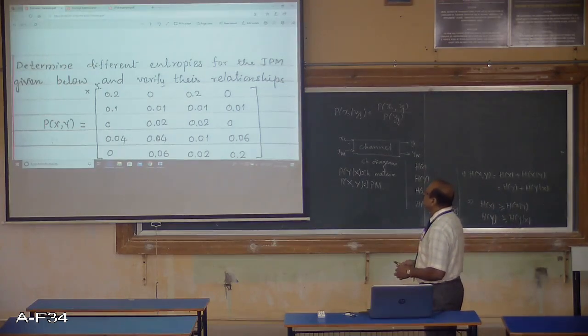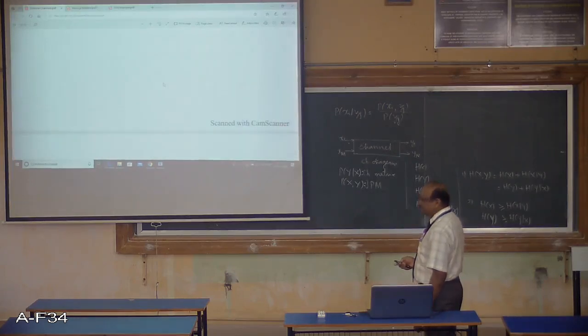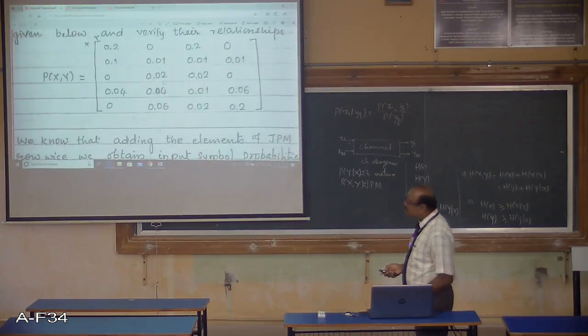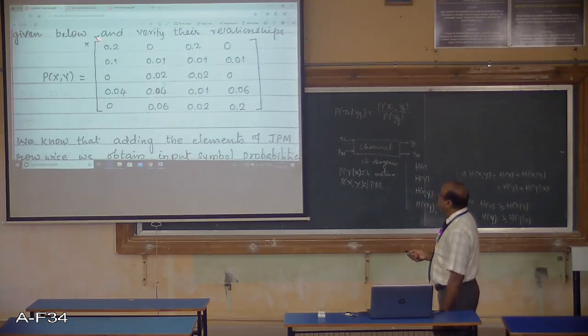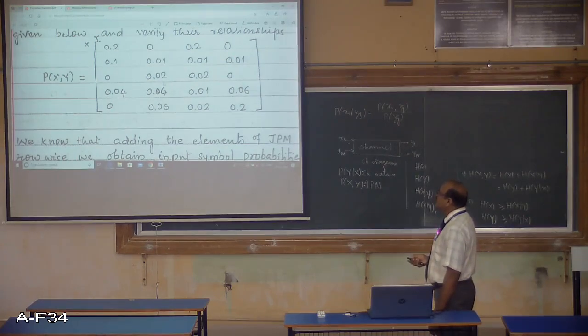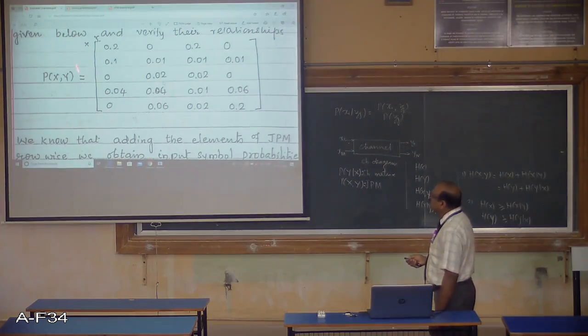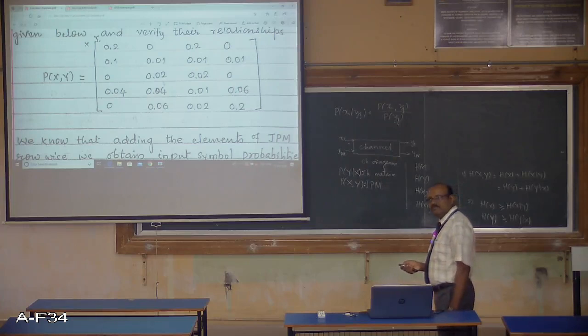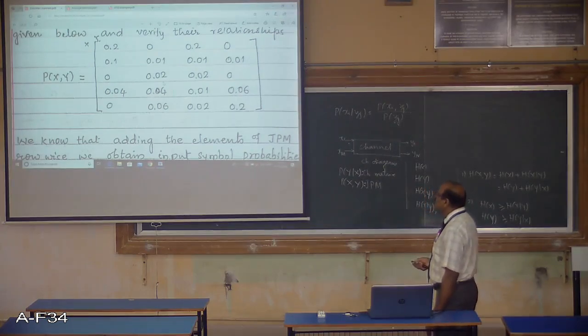Now, if you look at these elements, the size of this JPM is 5 rows, 4 columns. That means the input symbols are 5: x1, x2, x3, x4, x5. Output symbols are 4: y1, y2, y3, y4. So the input and output symbols are different. M and N are not the same.